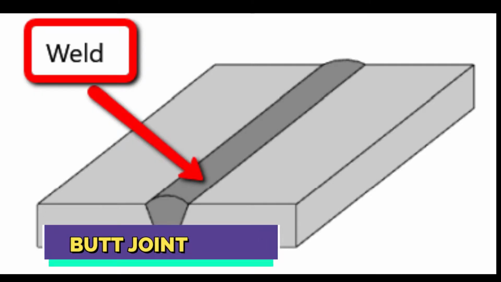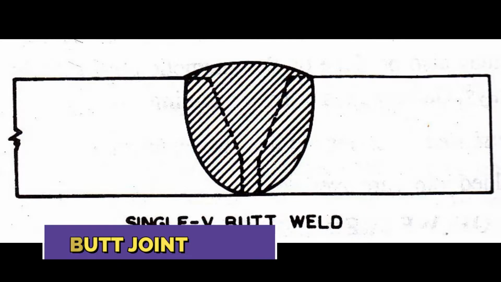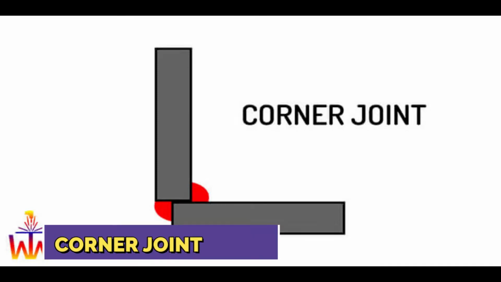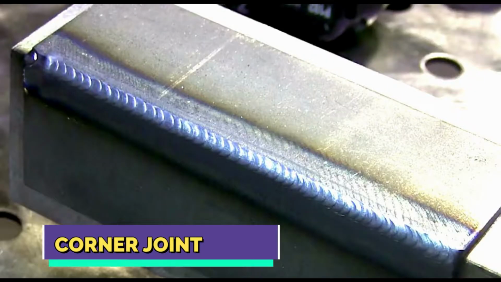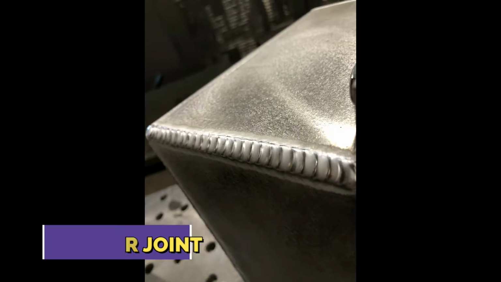Now we are going to discuss different types of welded joints, in which the first one is butt joint. In a butt joint, the parts lie in the same plane and are joined at their edges. The next one is corner joint. The parts in a corner joint form a right angle and are joined at the center of the angle. The third one is lap joint.